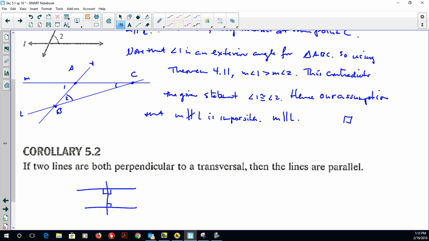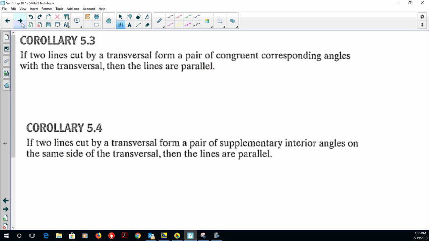Then that means I have alternate interior angles that are congruent, so they have to be parallel. A few more corollaries. If two lines cut by a transversal form a pair of corresponding angles that are congruent, like angle 1 and 2 here, then the lines are parallel.